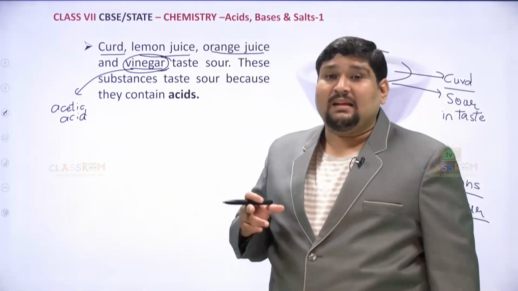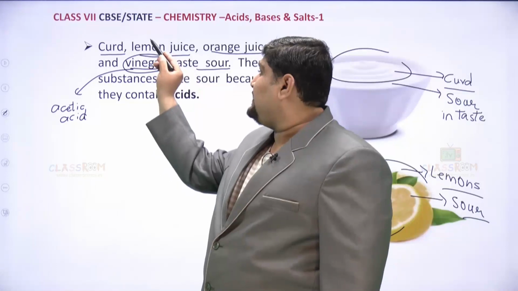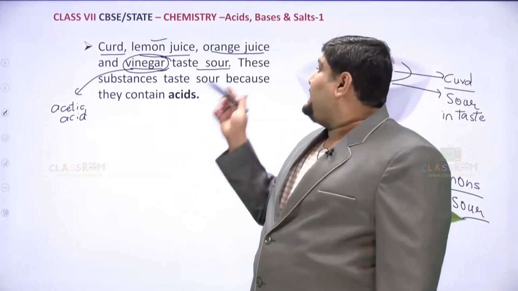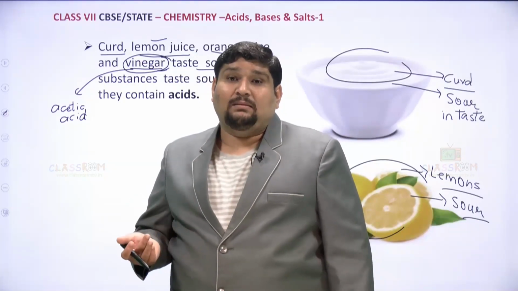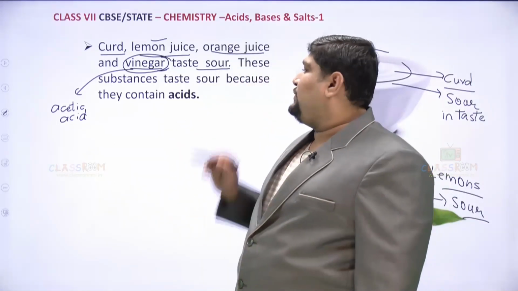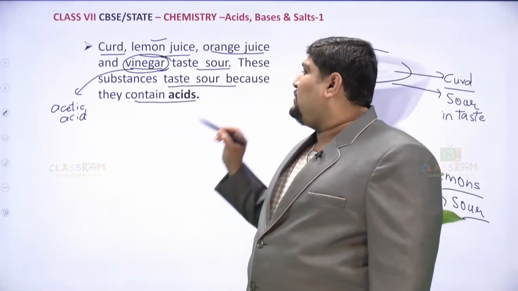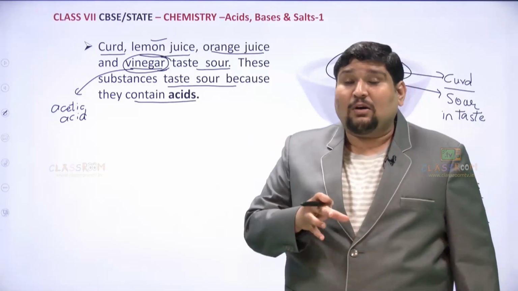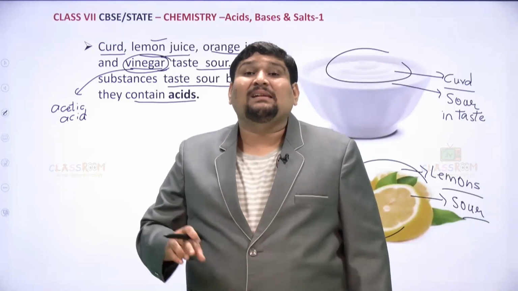This particular vinegar which tastes sour is also considered an acid. All these substances which we took as examples, curd, the juice prepared from lemons, and orange juice which we prefer, you are going to find the taste is sour. All these substances taste sour because they contain acid. So why are they sour? Did you ever question why we feel that sourness in taste? Because they contain acids in them.